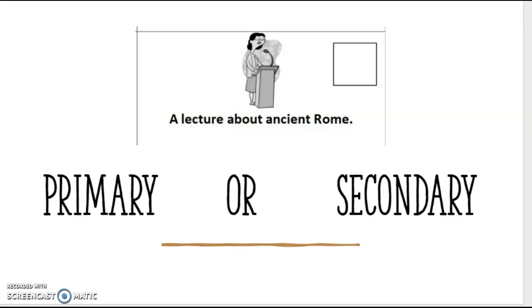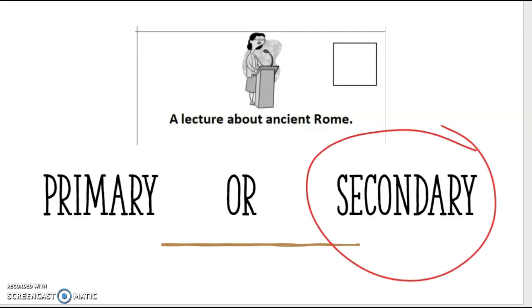And last but not least, a lecture about ancient Rome. While that person is giving a lecture about a different place, ancient Rome, were they there? Probably not. So that is based off of research. So that is a secondary source.